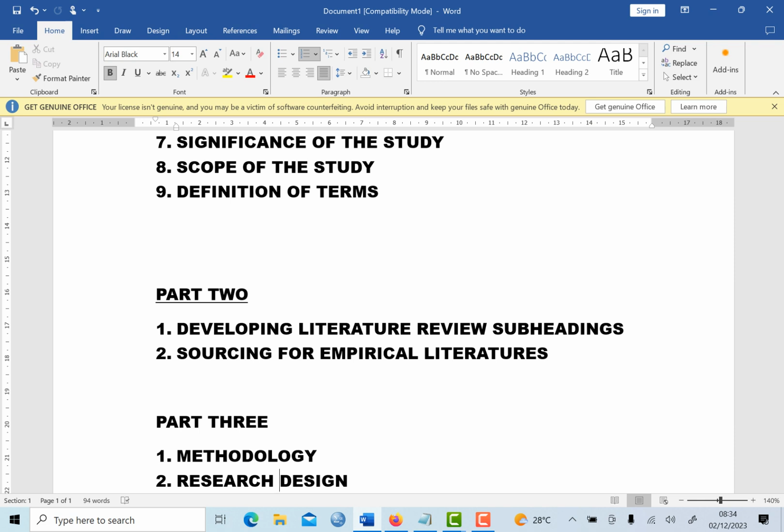Note, you can only develop a professional literature review by using the subheadings from your research questions. You are going to develop a professional literature review by using the subheadings from your research question. Am I communicating? So the subheadings from your research question are the proper way to develop a professional literature review.